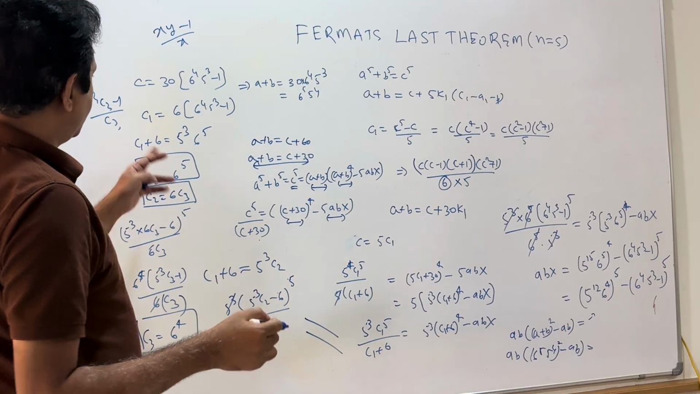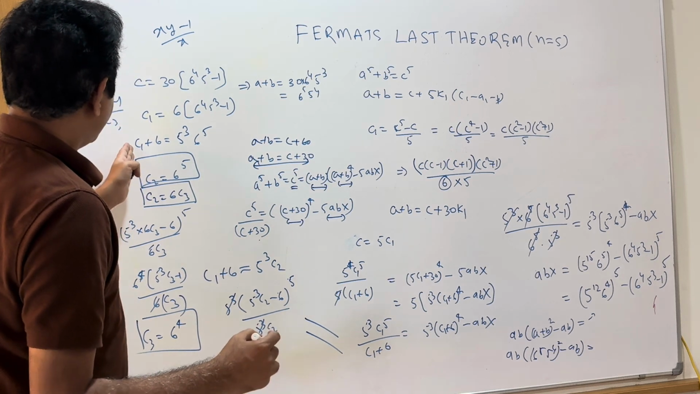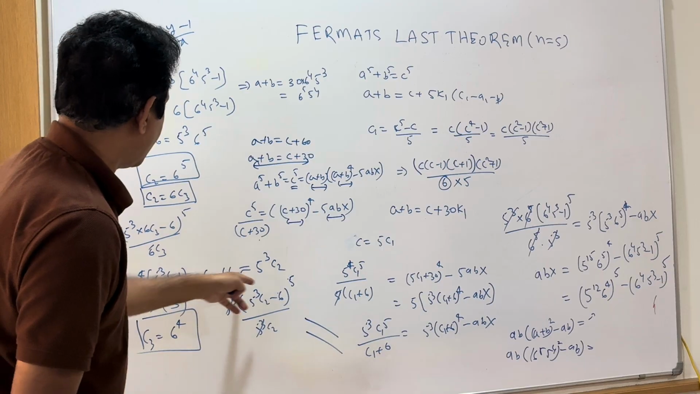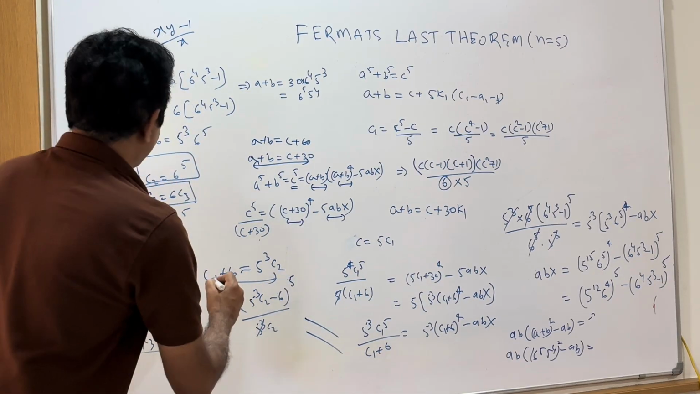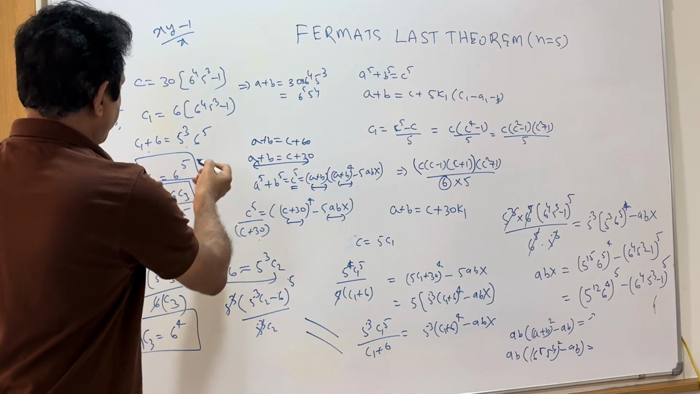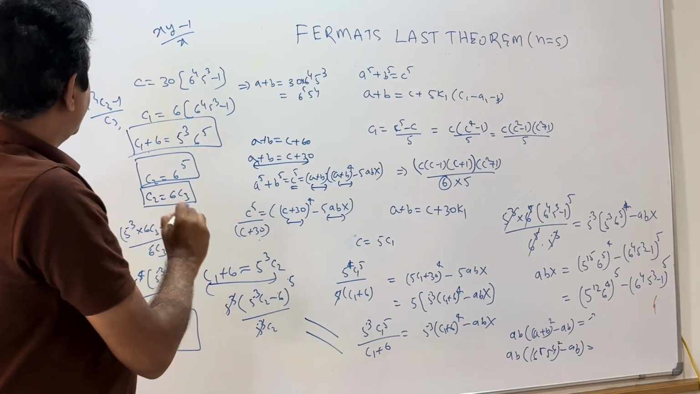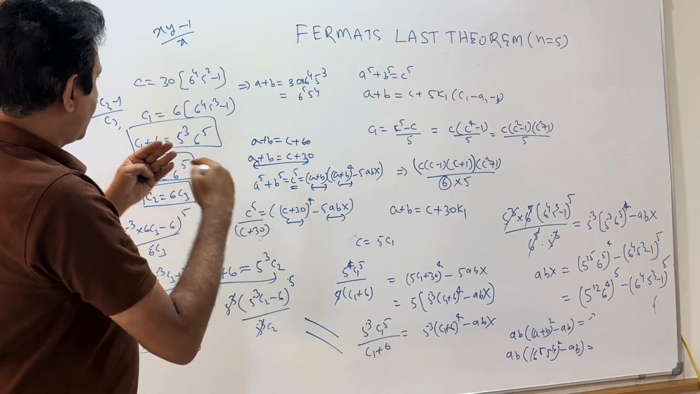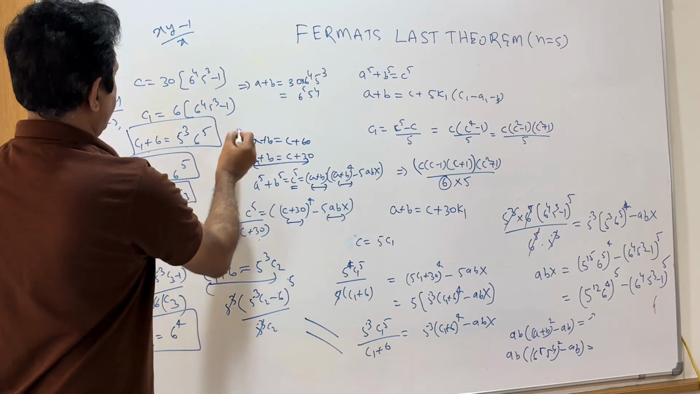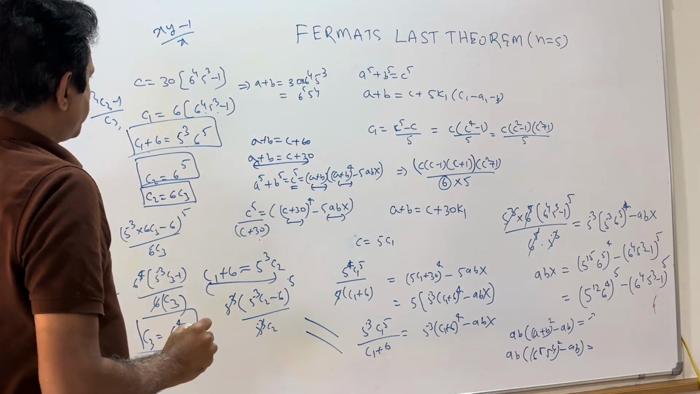Now what is c2? It is c1 plus 6. So c1 plus 6 is equal to 5 cube c2. That means c1 plus 6 is equal to 5 cube c2. c2 is 6 power 5. So c1 plus 6 is equal to 5 cube 6 power 5. Then c1 is 5 cube 6 power 5 minus 6. So that is 6 into 6 power 4, 5 cube minus 1.